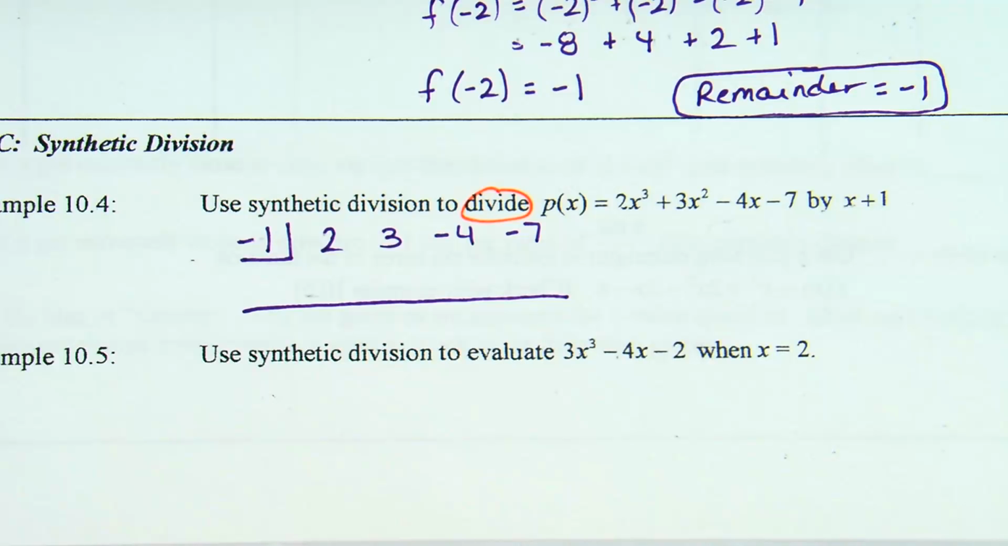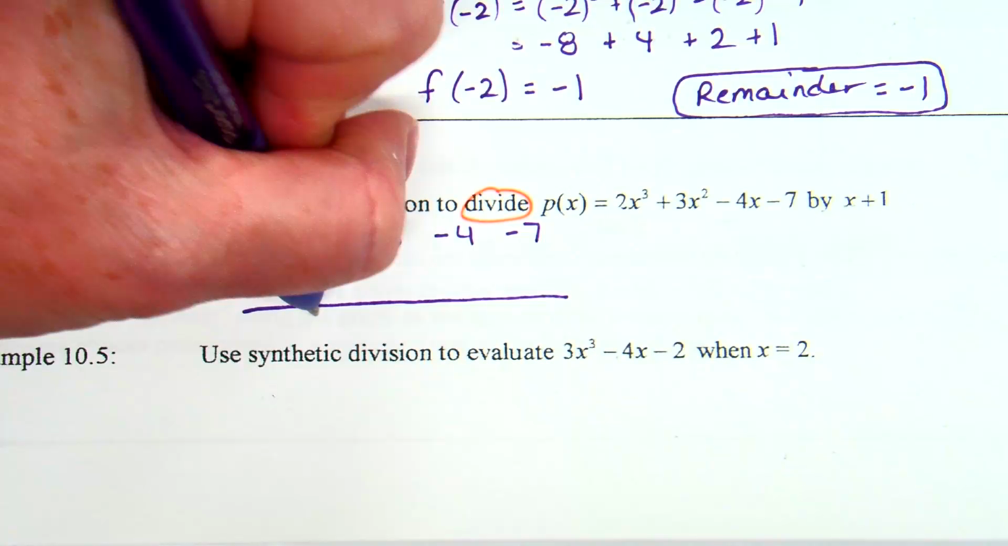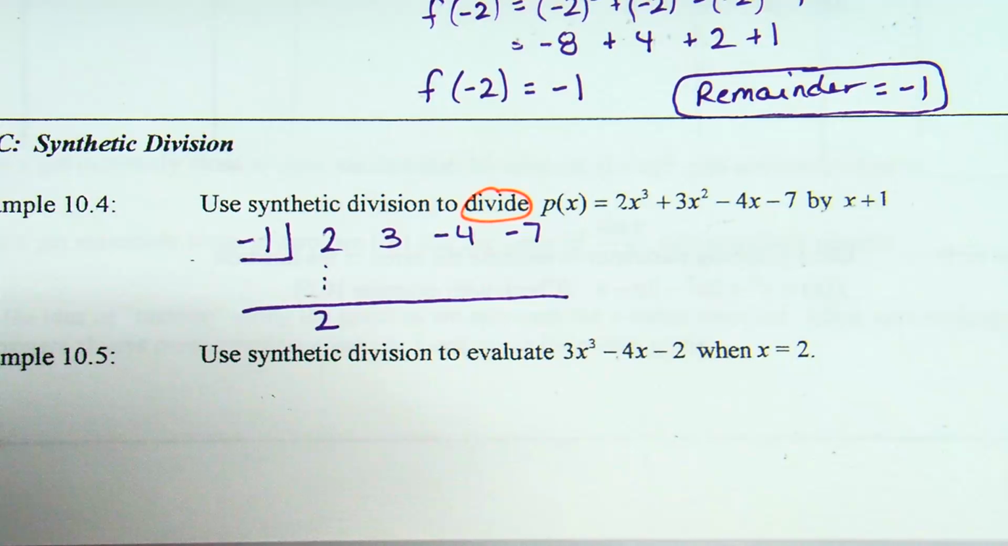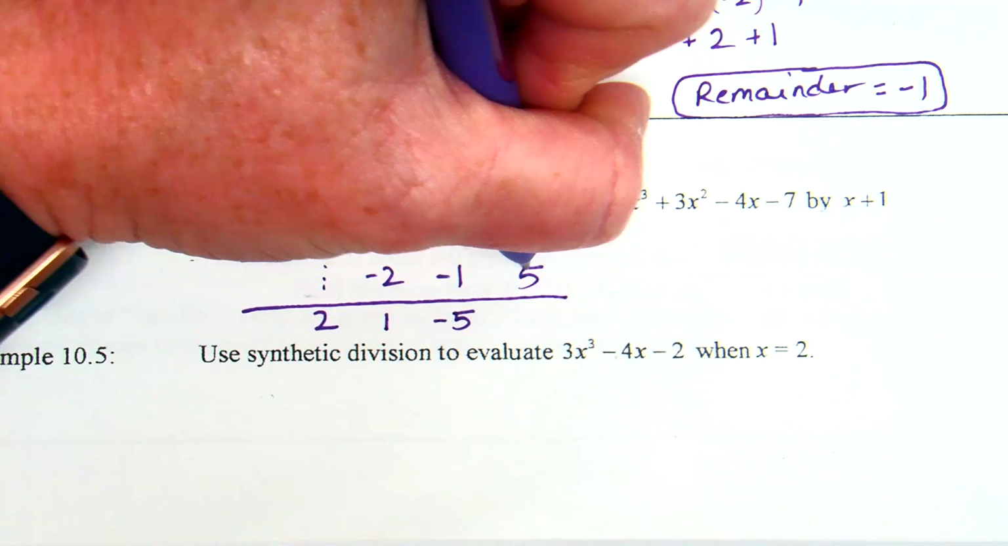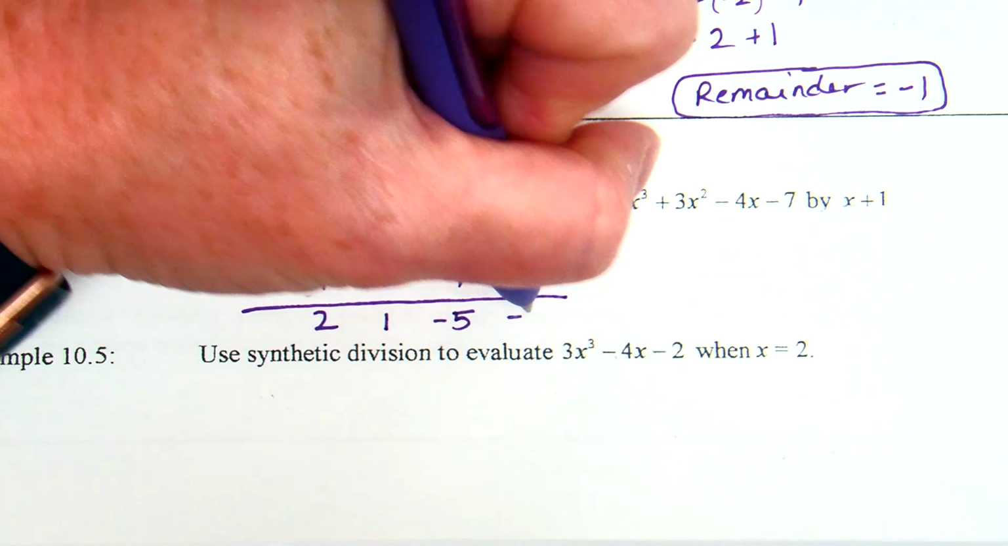You remember what to do here, right? Drop the 2, and then multiply. Negative 1 times 2, negative 2. 3 plus negative 2, 1. Multiply. Negative 1 times 1, negative 1. Add. Negative 4 plus negative 1, negative 5. Multiply. Negative 1 times negative 5, 5. Negative 7 plus 5, negative 2.